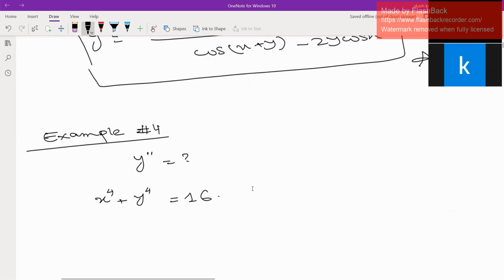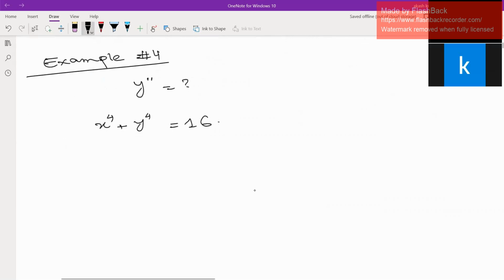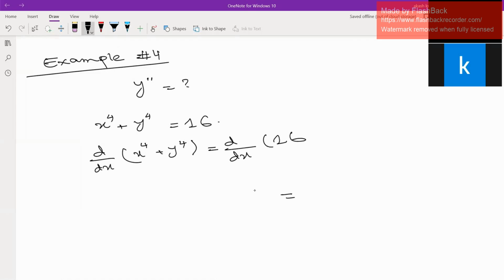Okay, now let's take the first derivative, dy by dx of x raised to the power 4 plus y raised to the power 4 equals dy by dx of 16. The derivative of a constant is 0, and the derivative of x^4 becomes 4x^3, bringing the power first and subtracting 1 from the power, plus 4y^3 for y, and then taking the derivative of y. Is it clear?